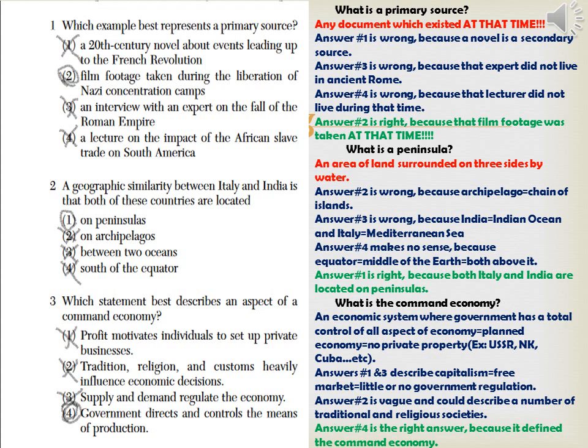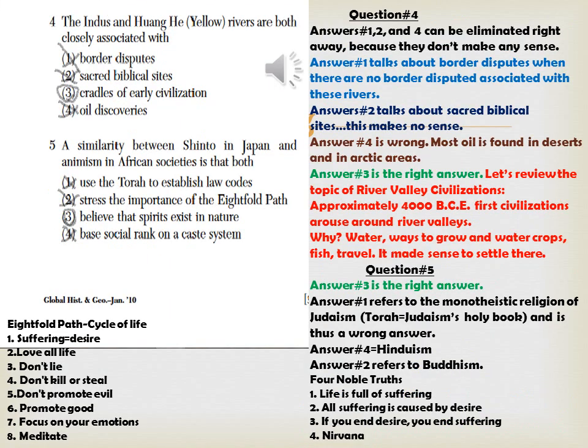So answers number 1 and 3 describe capitalism, which is free trade, free market, with little or no government regulation. Answer number 2 is vague and could describe a number of traditional and religious societies, and it makes no sense. And answer number 4 is right. It's the right answer because it clearly defines the command economy. It tells you what the command economy is. It's that easy, kids. So let's move on.